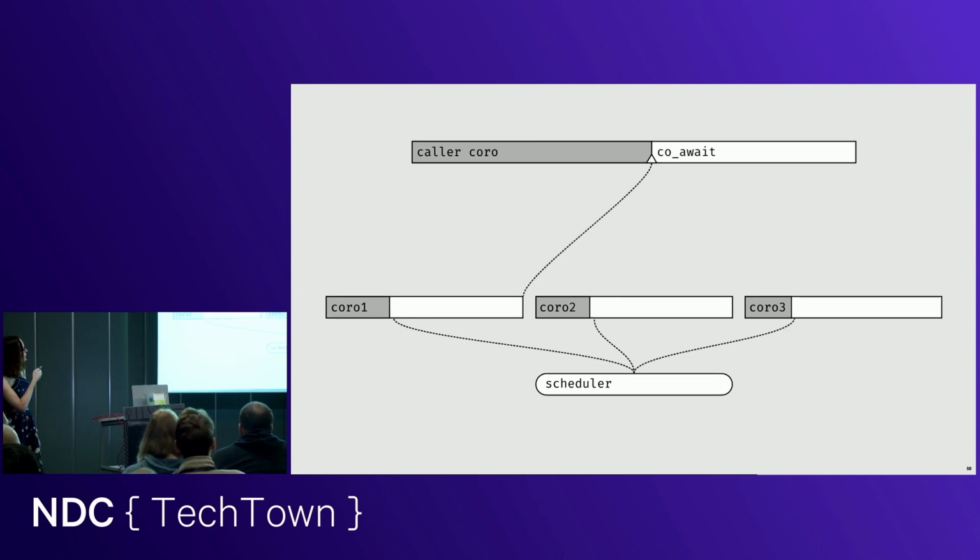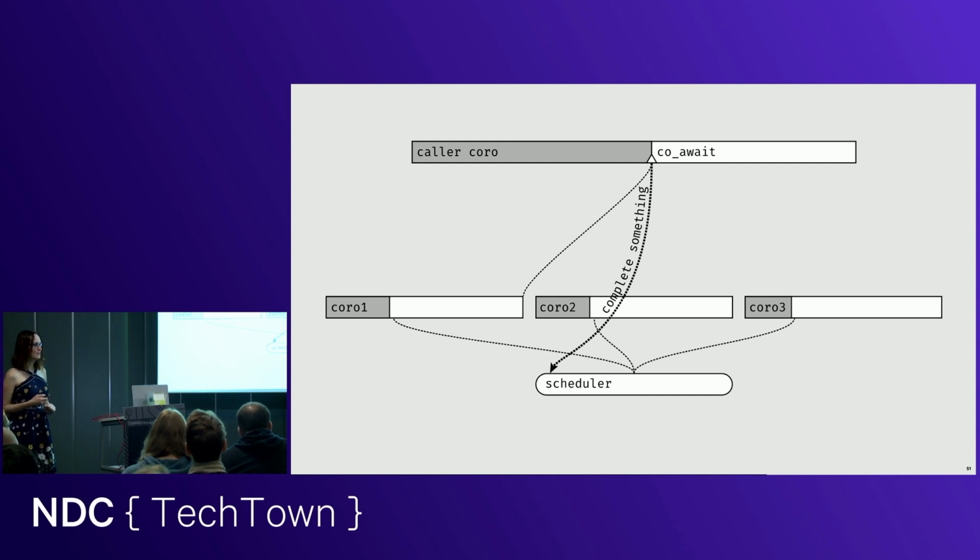Okay, and then the caller is going on, and now I'm co-awaiting on the result of the first coroutine. And now everything is blocked. Coroutine 1 is blocked, coroutine 2 is blocked, coroutine 3 is blocked, the caller is blocked. If I know that the number of blocked coroutines and started coroutines are the same, I can actually ask the scheduler, hey, complete something for me. Something needs to happen because I no longer can move in my code.